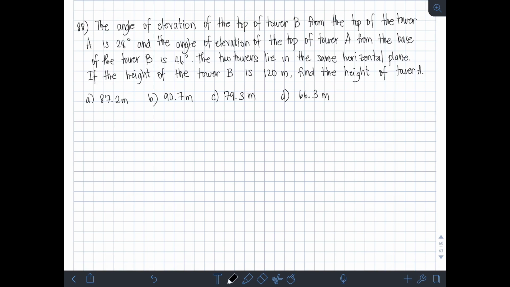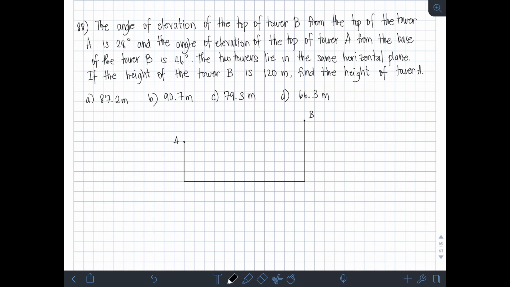So, trigonometry. So, sige, draw natin. So, let's say, ito yung ground kung saan nakalagay yung dalawang tower. So, let's say, ito yung Tower A and then ito yung Tower B. So, ito yung top ng tower A, ito yung top ng tower B.